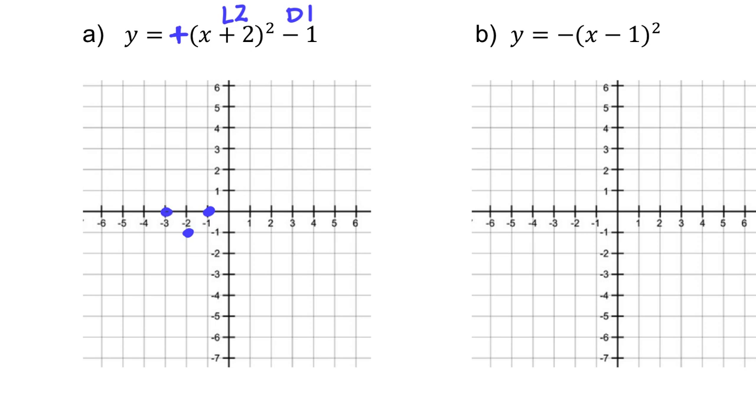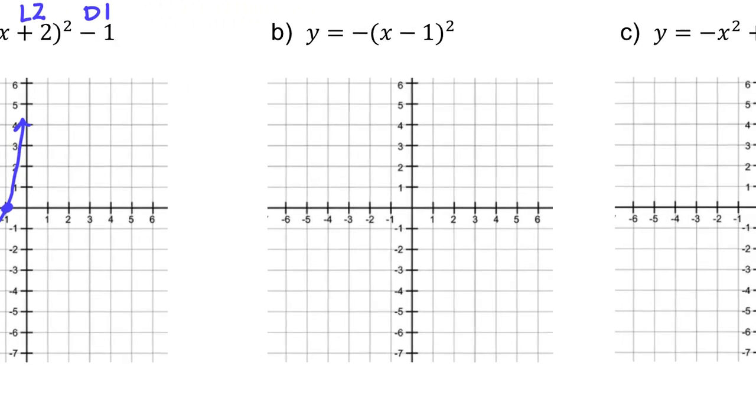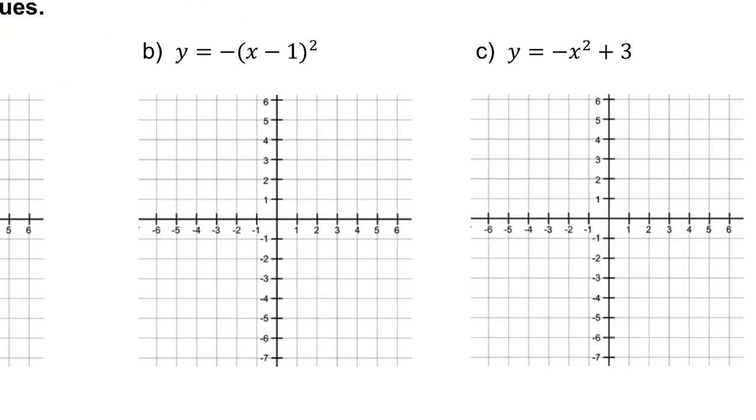Those are the only 3 points you're required to do, okay? So from there, you can sketch. Okay, letter B, what does this minus tell me? What does this negative tell me? It's going to flip down. Good. It opens down.